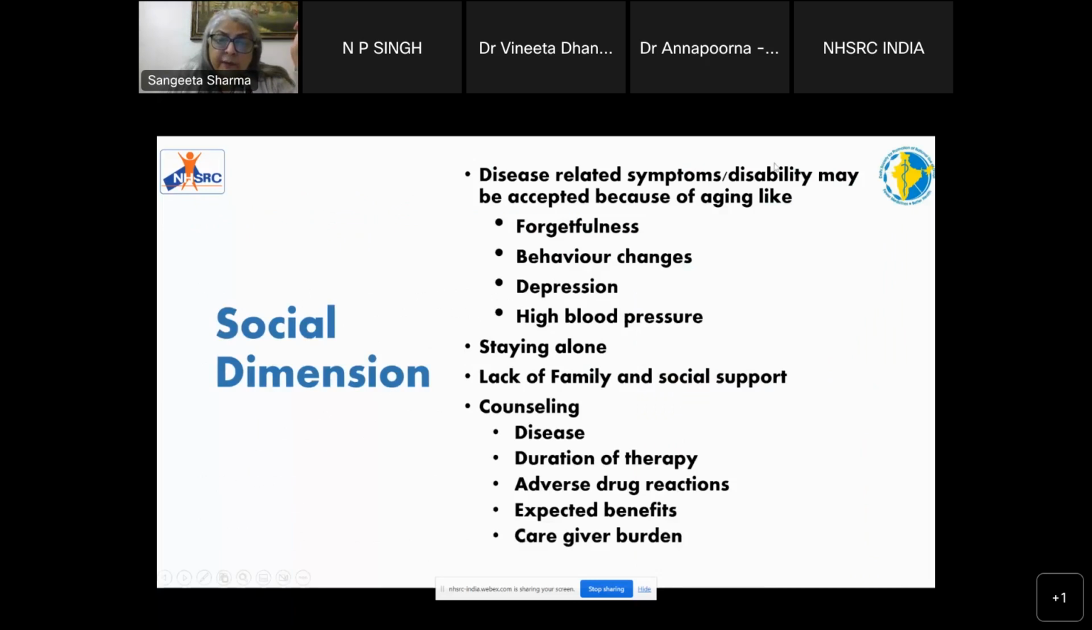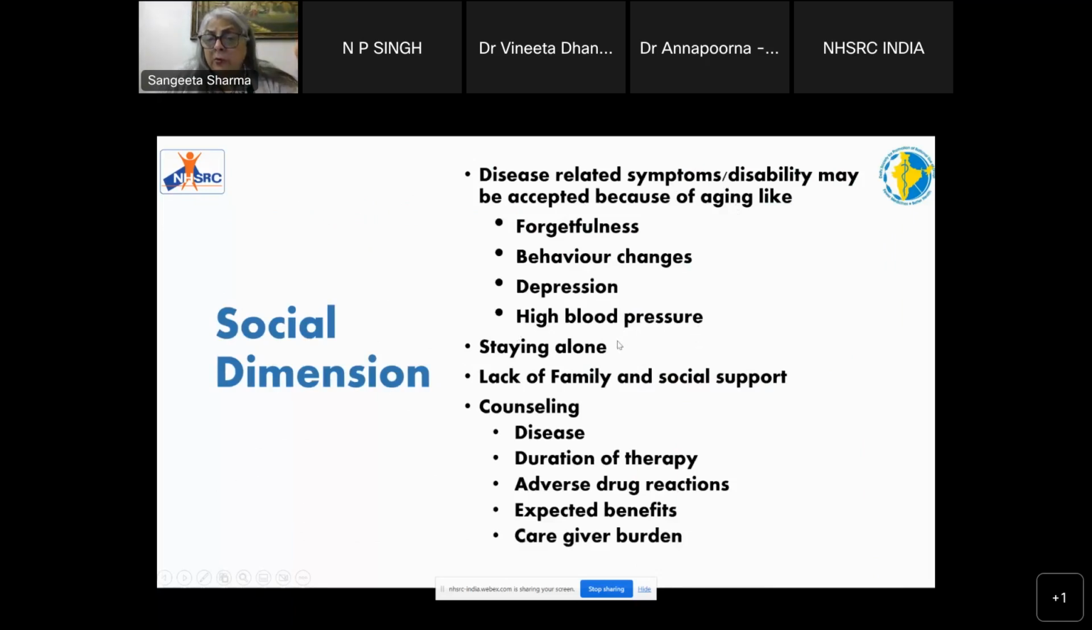Then there are social dimensions. There could be disease related symptoms. They may be forgetful, or there may be behavior changes, depression, or they may be having high blood pressure. So keep these things in mind when you are prescribing for the elderly.